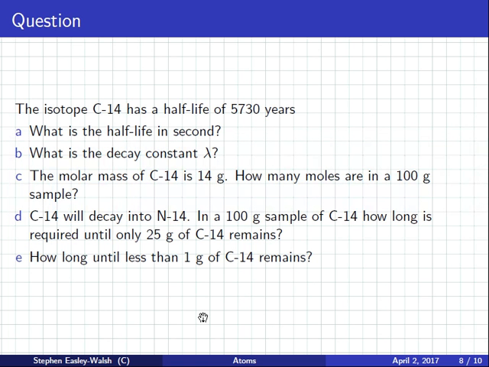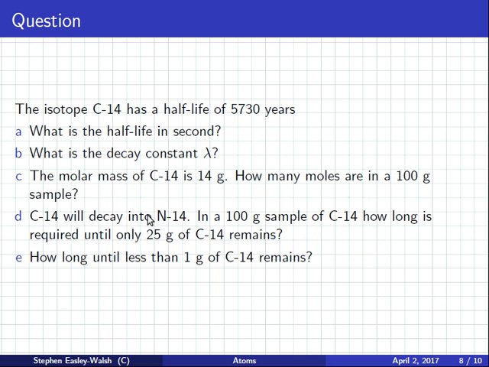Great. So let's do this one together. The isotope carbon-14 has a half-life of 5,730 years. What is the half-life in seconds? What are you shaking your head for? 5,730 years times 365, times 24, times 3,600. Give me the answer, please. I'll open up my calculator too.